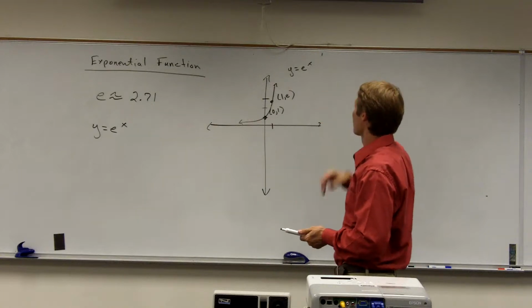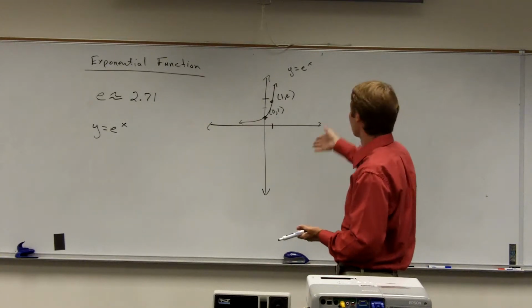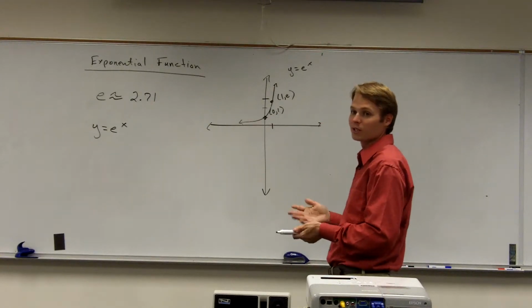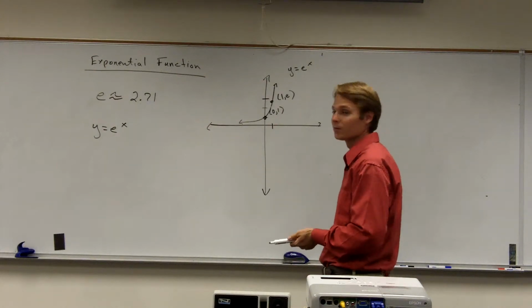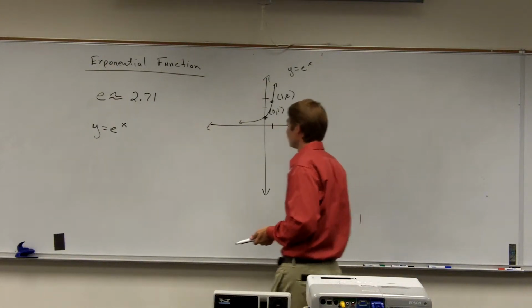So this will be a graph that you'll see quite a bit, y equals e to the x, but it graphs exactly the same way. It's just 2.71 approximately to the x power. So same thing as before.